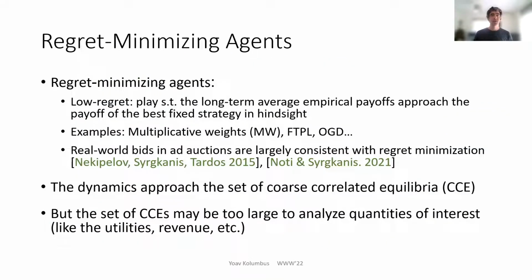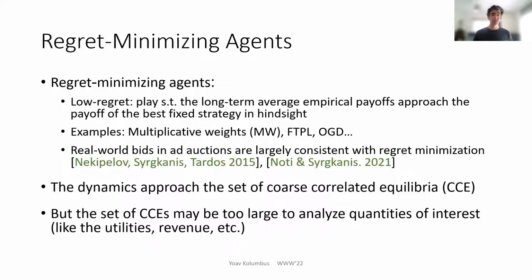So the types of learning agents we'll consider are regret minimizing agents, which means that they play such that the long-term average empirical payoffs approach the payoff of the best fixed strategy in hindsight. So they do not regret not playing this fixed strategy. There are many well-known examples for such algorithms, like multiplicative weights, follow the perturbed leader, online gradient descent, and so forth. Importantly, it has been shown that real-world bids in these ad auctions are by and large consistent with the regret minimization model. And we know that the dynamics of regret minimizing agents approach the set of what is called coarse correlated equilibria of the game.